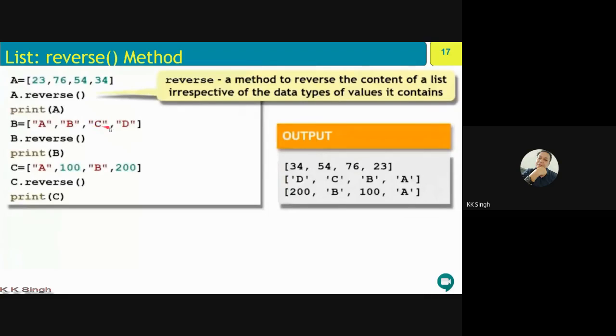Same with strings, a list of strings. B is equal to A, B, C, D, a collection of strings. When you say B dot reverse and print B, it will print D, C, B, A. Here, C is equal to string, integer, string, integer. When you reverse it, C dot reverse and print C, it will also print the list in reverse order, that is 200, B, 100, A. So this is the reverse method.